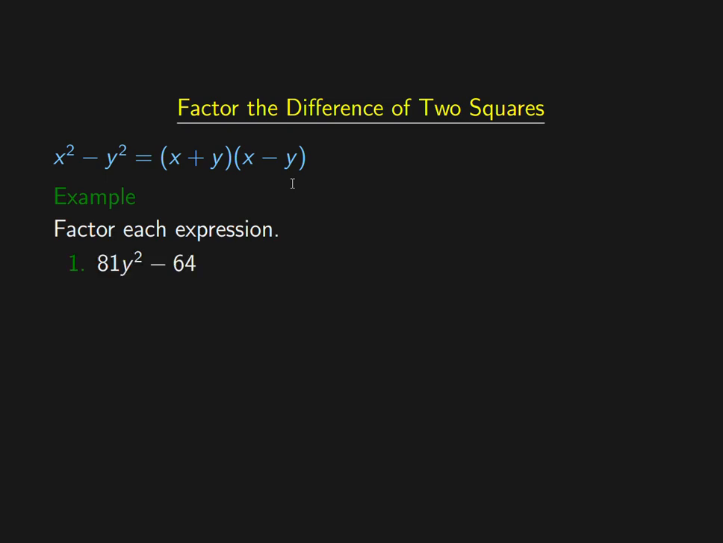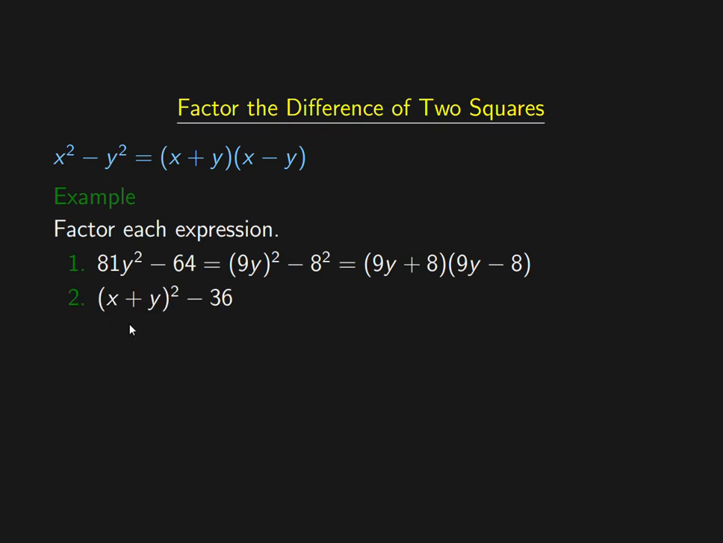So 81y squared minus 64. We can see that the first monomial, 81y squared, is 9y squared, and 64 is 8 squared. So we have 9y whole squared minus 8 squared. So this is the difference of two squares. We can write it as the product of their sum and their difference. So we have 9y plus 8 times 9y minus 8.